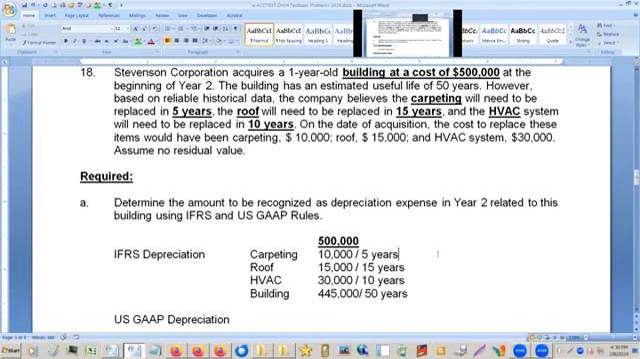Okay, so this will be our depreciation. So again, they break it out all separately. 2,000. 15,000 by 50 and 1,000. And 30 divided by 10 is 3,000.